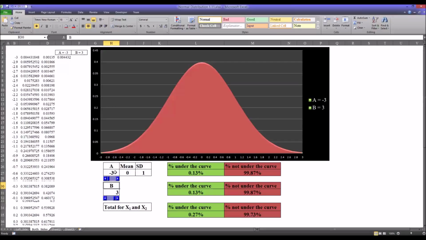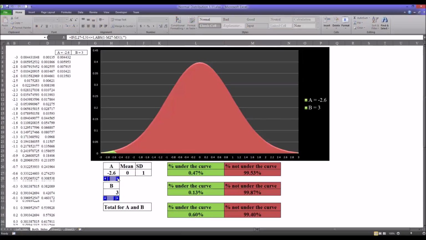So you can see here with a z-score value for a being negative 3, and a z-score value for b being 3, for each variable, this looks familiar, the 0.13% and 99.87%. But now cumulatively, I have this as total for x sub 1 and x sub 2, but actually I'll change that to a and b, so the variable names match. You can see the total area of the curve is now 0.27% and not under the curve 99.73%. So just a little bit of green on each end.